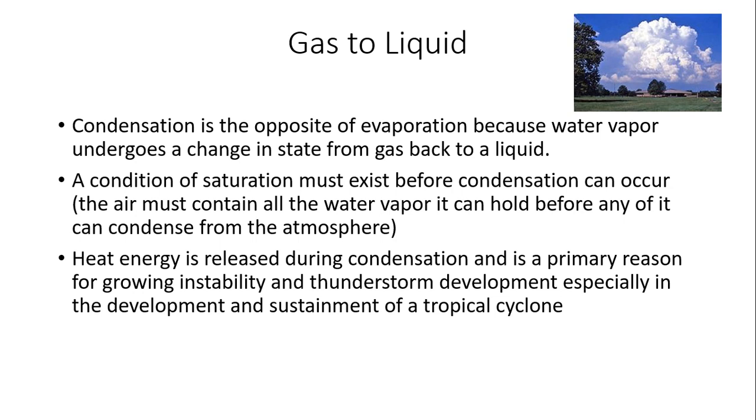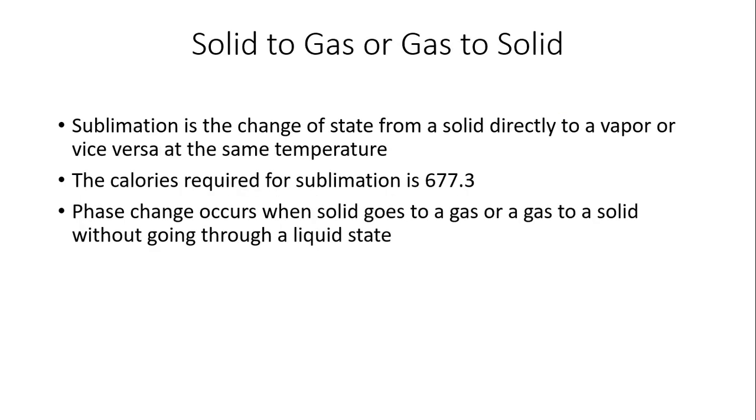Now, this is very important for thunderstorm development in the atmosphere, tall, billowing thunderstorm clouds, as well as for growing instability within a developing tropical cyclone. So this is a very important process when we go from a gas to a liquid in the atmosphere and we form clouds, and then that process of condensation releases heat to the surrounding air and things continue to billow up. Now, solid to a gas or a gas to a solid.